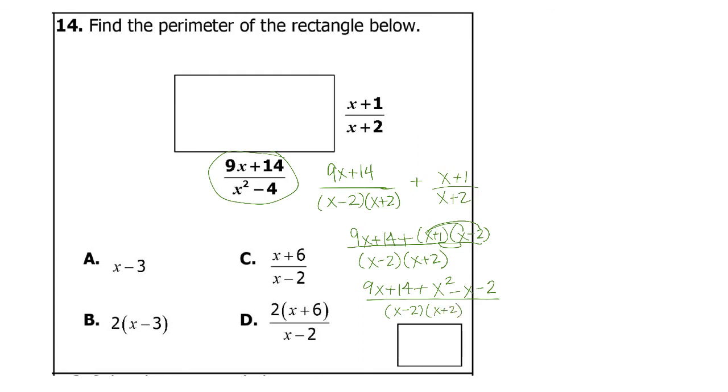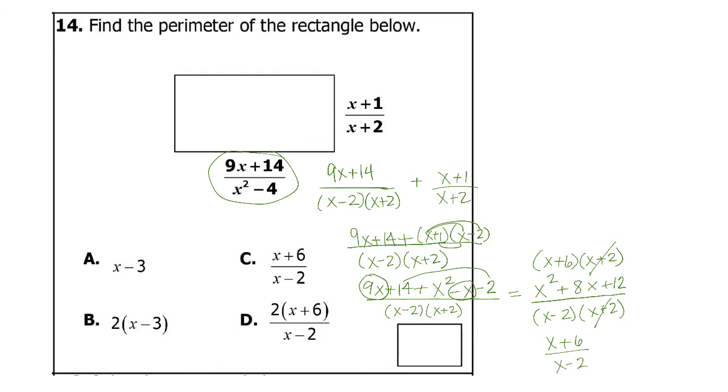And let's go ahead and continue with this. And we are going to have, let's see, goodness gracious, what a problem. We have x squared. We have, let's see, a 9x combining with a negative x, so that's a positive 8x. And 14 minus 2, so that's going to be positive 12. And all of this is over x minus 2 times x plus 2. And so for factoring, let's see, the numerator, that looks like that'll factor into x plus 6 times x plus 2. And those x plus 2's will definitely cancel. So my final answer would be x plus 6 over x minus 2. And that looks like that's going to be answer choice C.